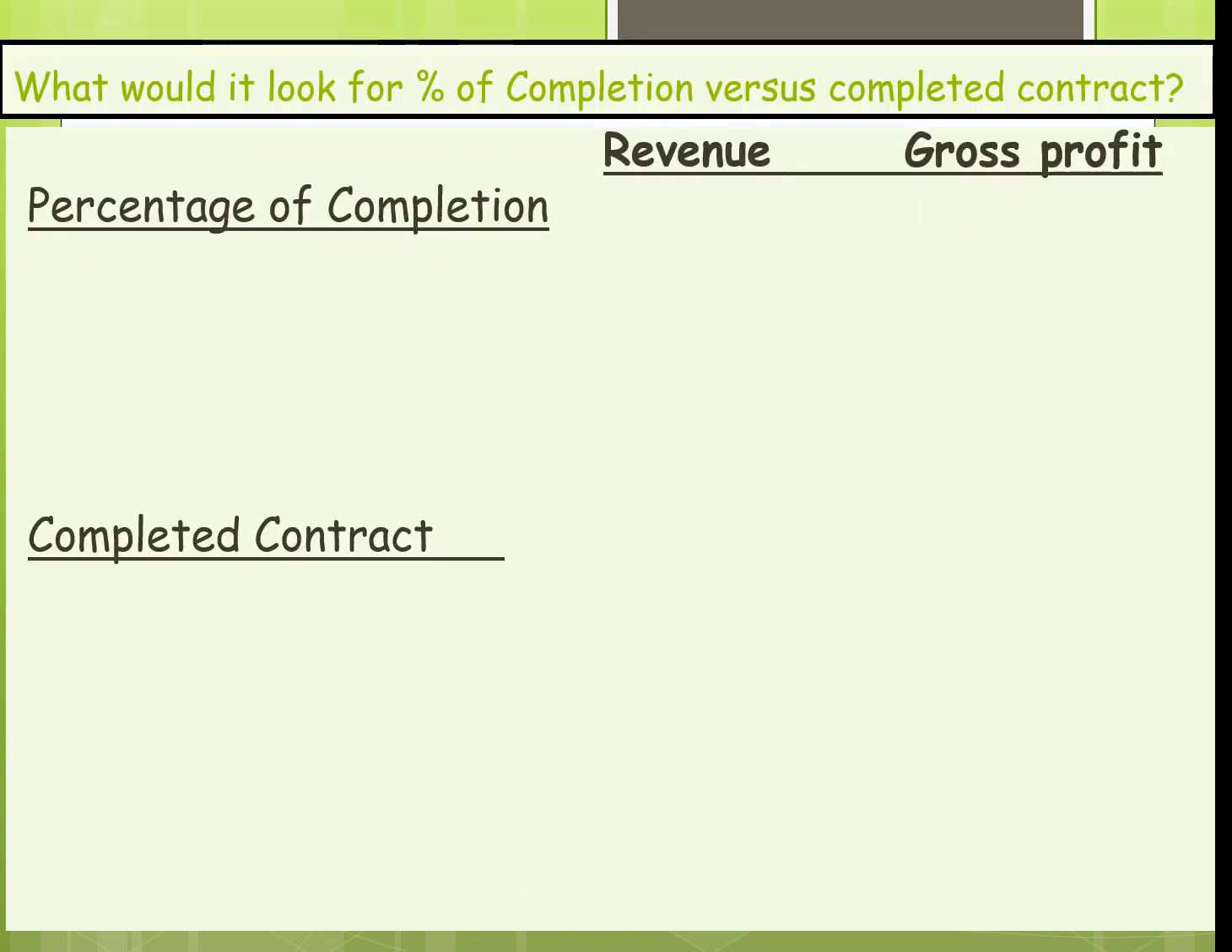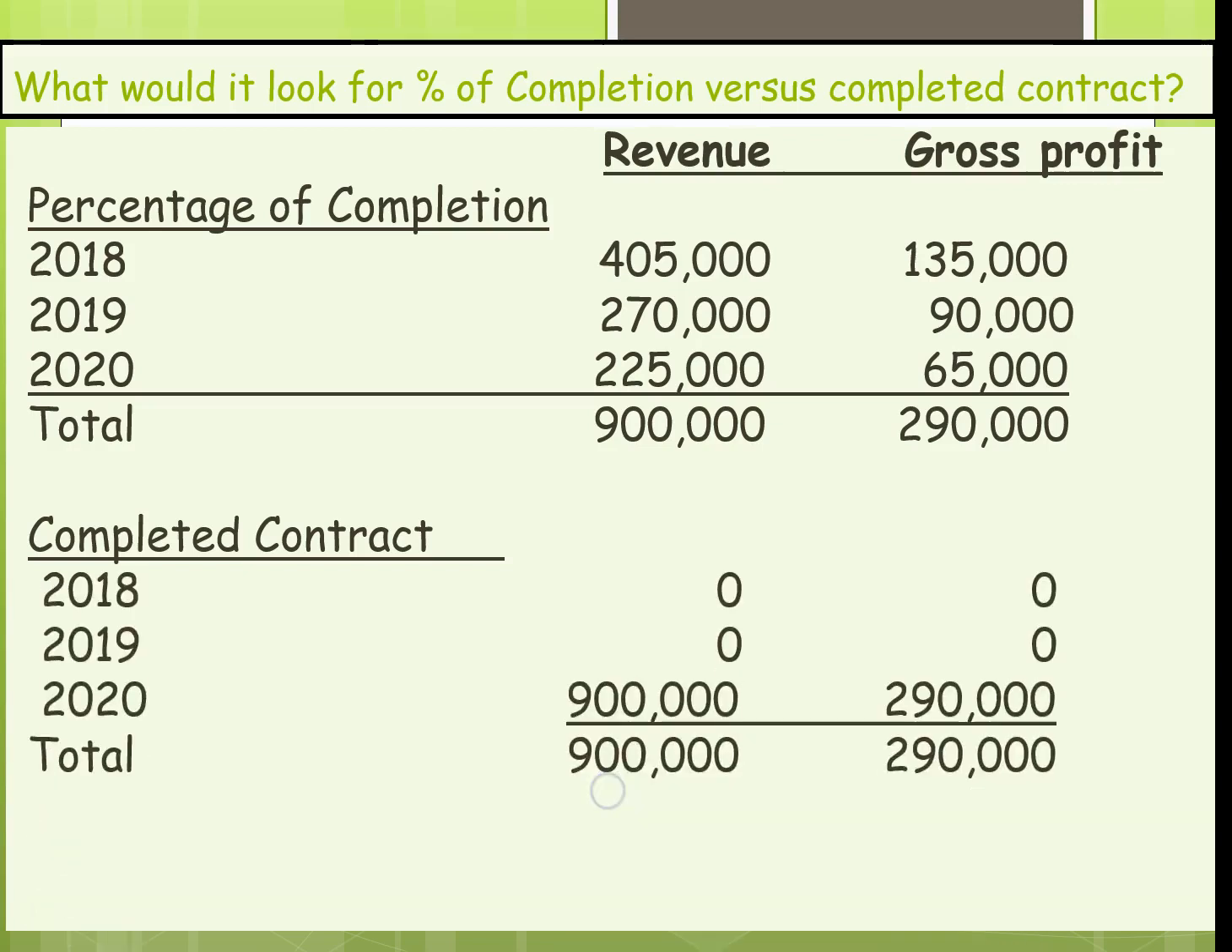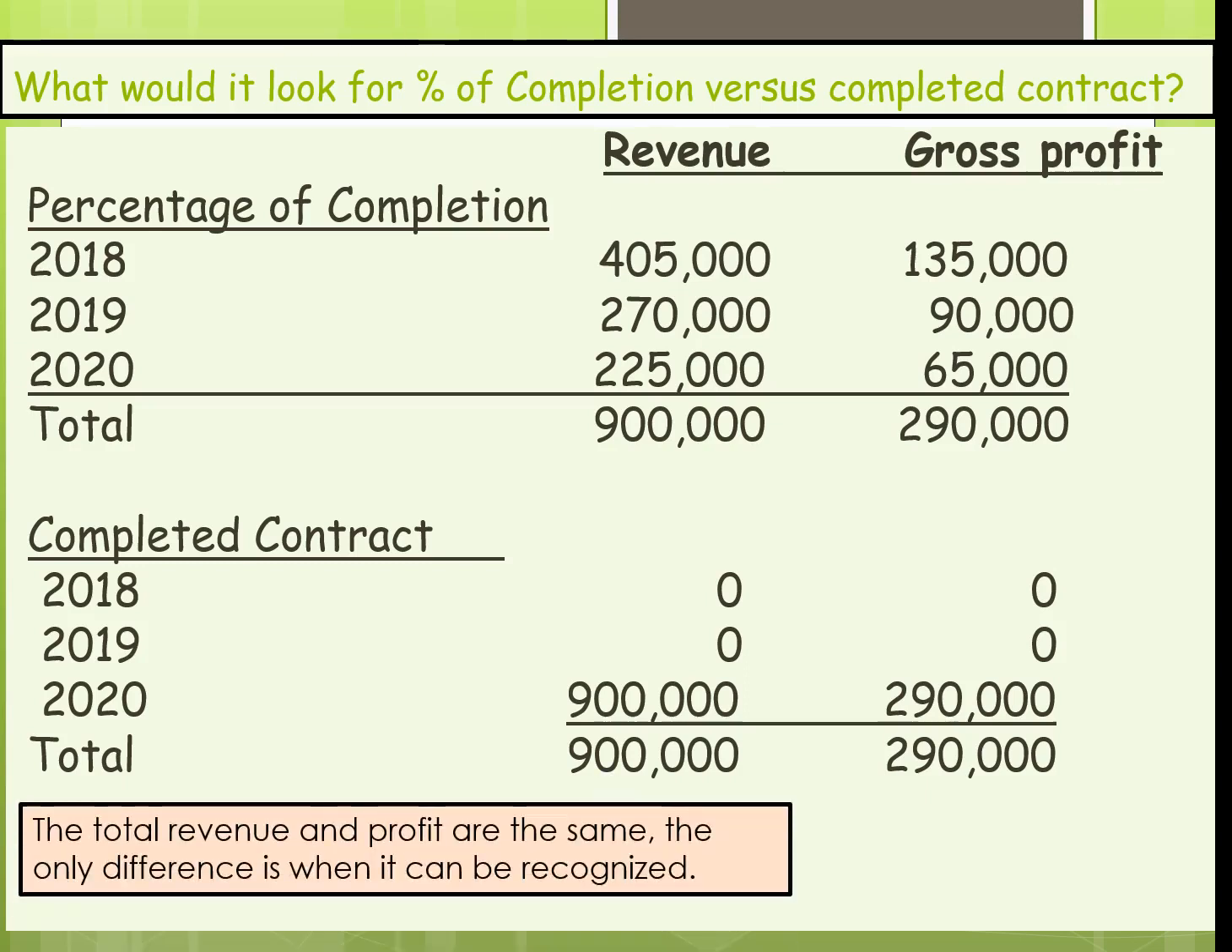Now, if we were going to look at the difference in terms of revenue and gross profit and how it's reported, for percentage of completion, we would have recorded the revenue every year, and you would see the gross profit. For a completed contract, you would show none of that. All you would show would be revenue in the final year and the gross profit in the final year. But remember, they still come up with the same total. It's just when it's recognized.